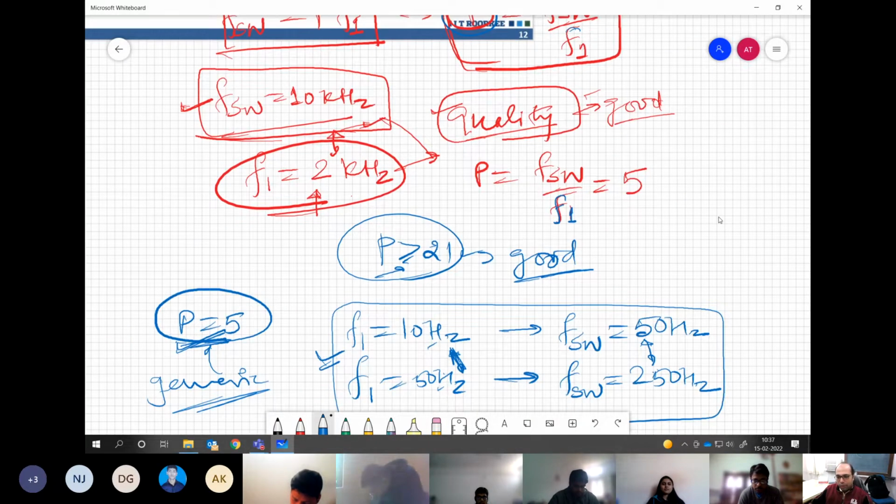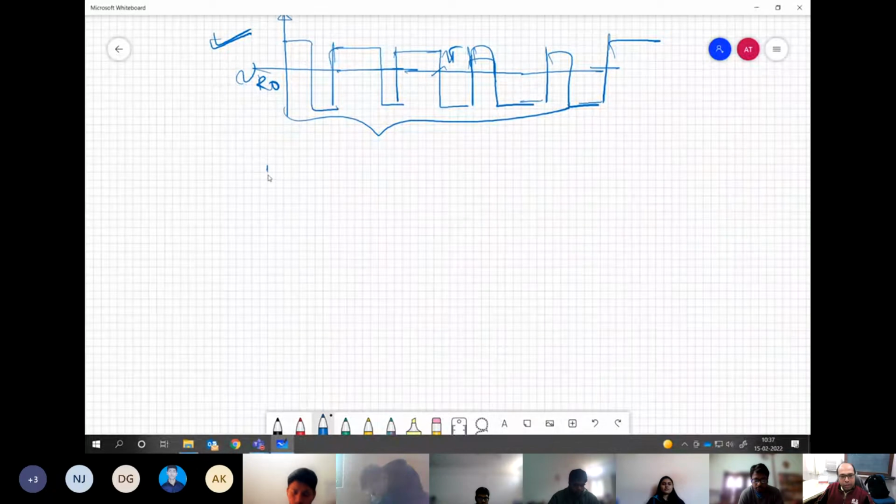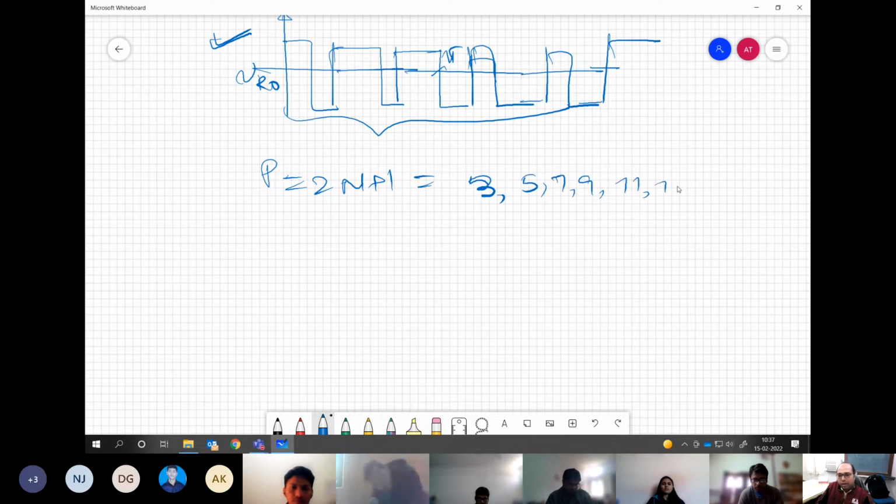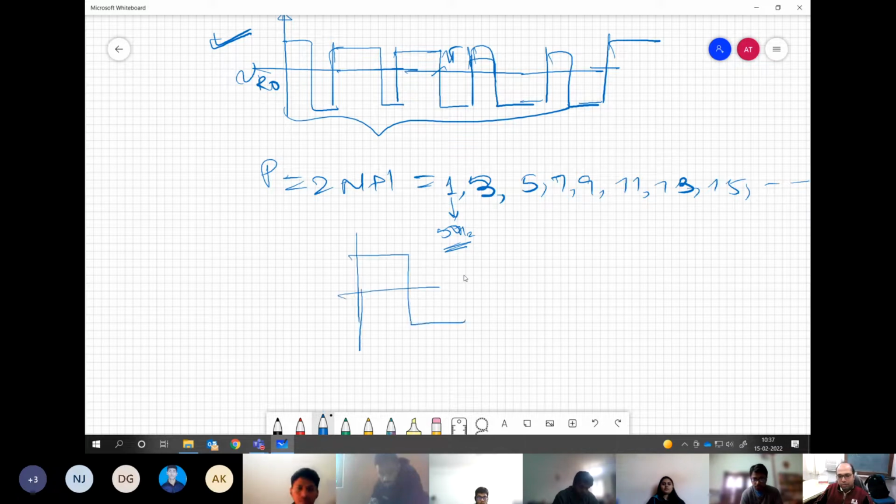So when I say 2n plus 1, there is some very important thing to notice, that this pulse number is only going to be odd. Let us say starting from 3, 5, 7, then 9, 11, 13, 15, etc. It cannot be even. Correct? It could be 1 also. 1 corresponds to 50 Hertz of switching frequency if you have 50 hertz of fundamental frequency. That means the square wave operation. And as you keep increasing the number of switching angles within the quarter cycle, this pulse number will keep increasing.